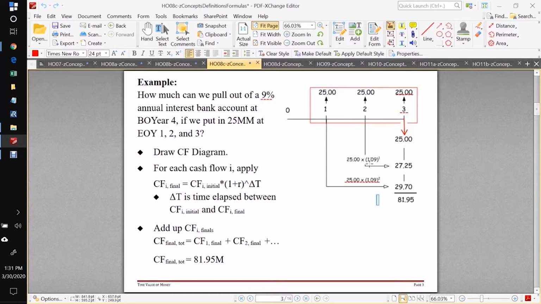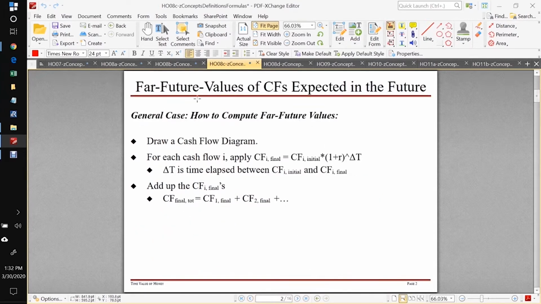So how big is this one going to get? This one that we get at end of year 2 has 1 year to grow. So it'll be 25 times 1 plus r raised to the 1, and that grows to 27.25. The one we put in a nanosecond before we pull our money out of the account has no time to grow, so that's just going to be 25. Then we just total up everything that's in the account. 25 plus 27.25 plus our 29.7 for the 25 that's had 2 years to grow. We add them all up, we get 81.95. So that's what we're thinking about when we're talking about far future values of cash flows expected in the future.